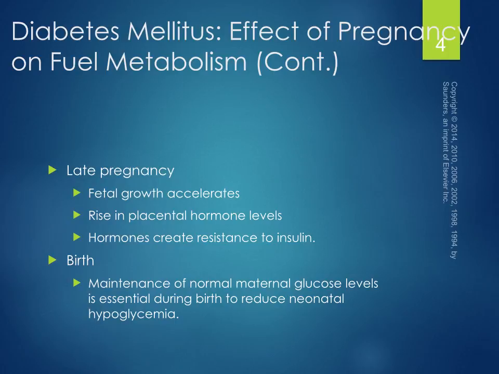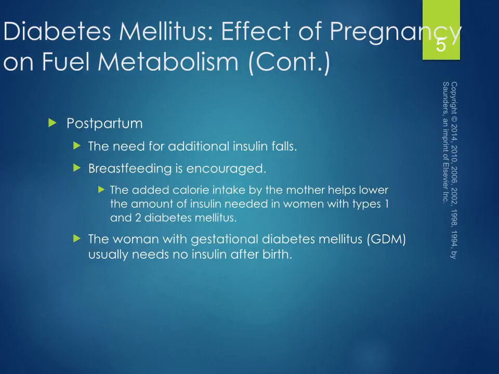During birth, maintenance of normal maternal blood glucose is essential to reduce neonatal hypoglycemia. The common rule of thumb is that whatever mom's blood sugar level, baby's blood sugar level is lower than that. So we really want to avoid periods of hypoglycemia during labor and delivery because we know that our babies will be much more hypoglycemic than the moms. We really want to avoid those periods in labor and birth.